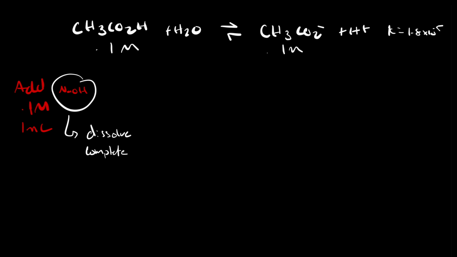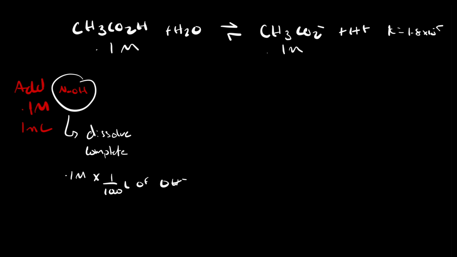Dissolve complete. Which means that we will have 0.1 molar times 1 over 1,000 liters of OH minus. So what we have to determine here is how is this going to impact our equilibrium? If we add acid, in our case here, is it going to affect our products or is it going to affect our reactants?